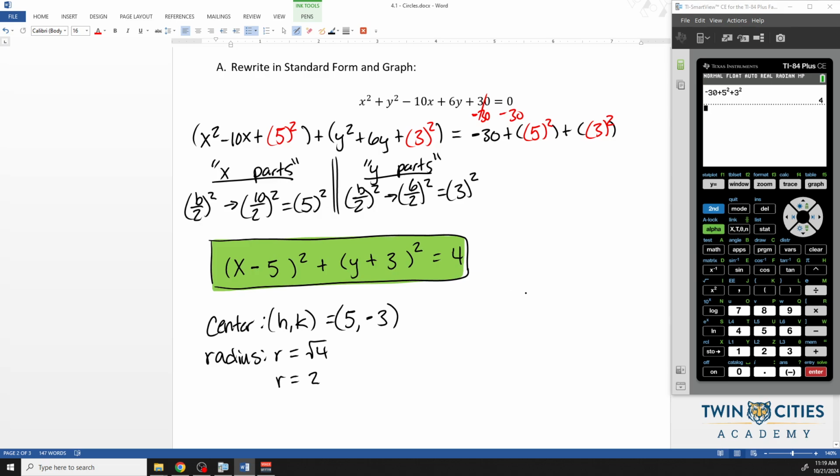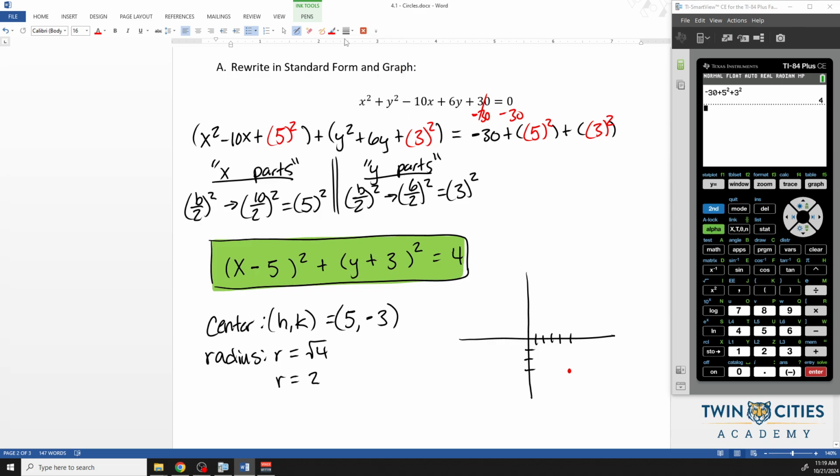Off to the side, let's create a graph. At (5, -3), I'm going to write down where the center is. So that'll be to the right 5: 1, 2, 3, 4, 5. Down 3: 1, 2, 3. And so the center is right about here.